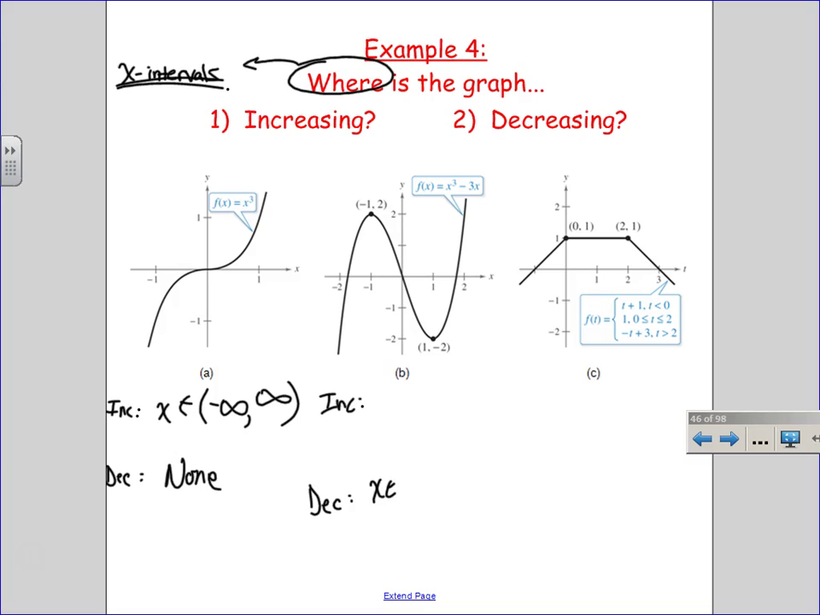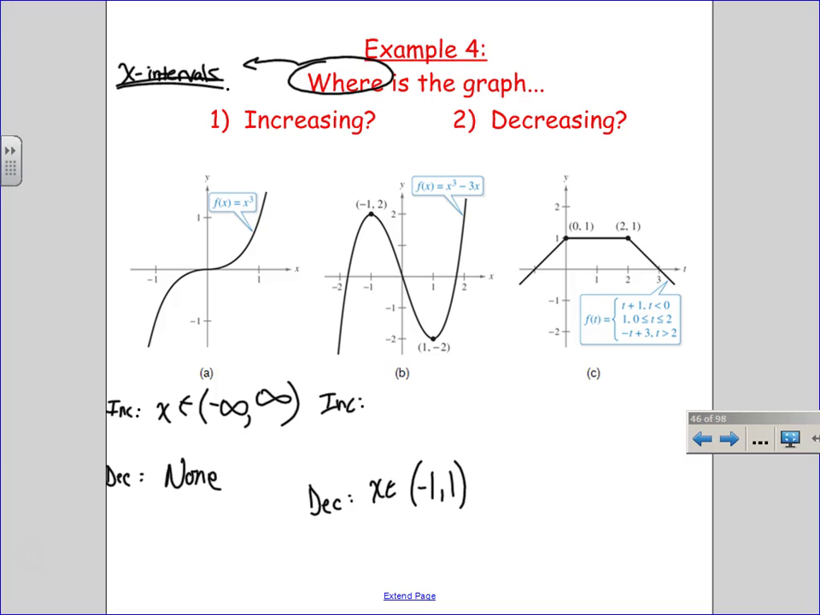It's decreasing from the point -1, 2 to the point 1, -2. But remember, we're just trying to talk about the x intervals for where the y's are decreasing, that's what's going on when we say the word decreasing. So we're not saying the y's are decreasing from 2 to -2. We're saying where they're decreasing. And they're going to be decreasing for all the x values between -1 and 1.